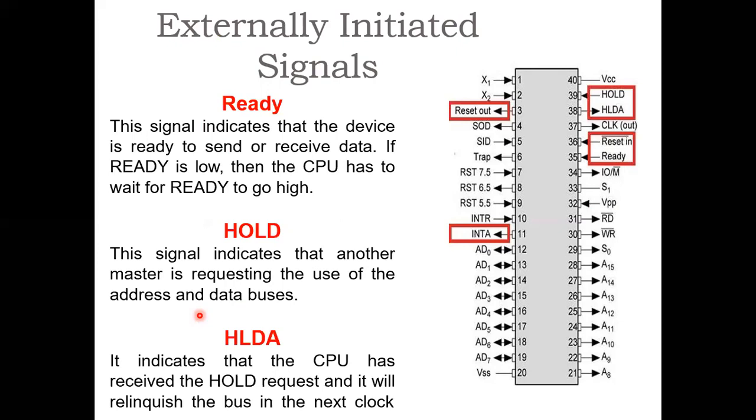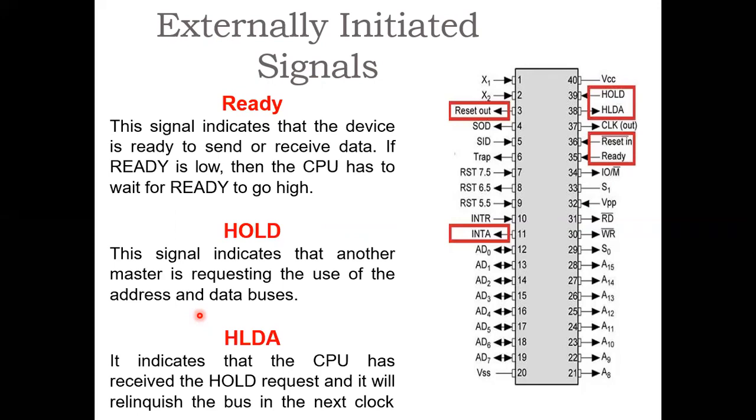HOLD. This signal indicates that another master is requesting the use of the address and data buses. HLDA indicates that the CPU has received the hold request and will release the bus in the next clock. HOLD and HLDA are mainly used for the DMA process, that is direct memory access. Okay, that means an external device accesses the memory directly without the use of the microprocessor. At that time we use HOLD and HLDA.